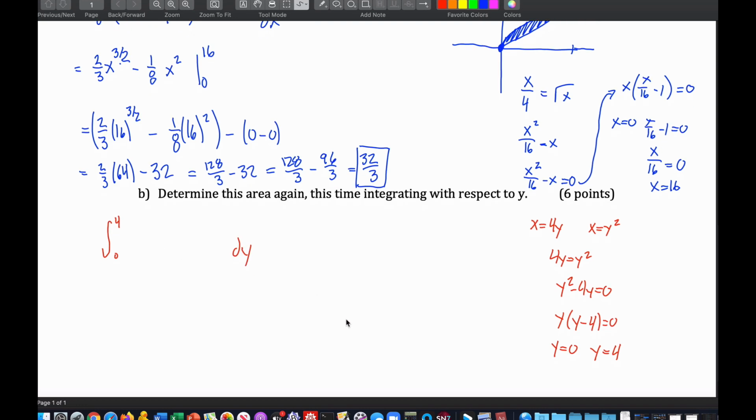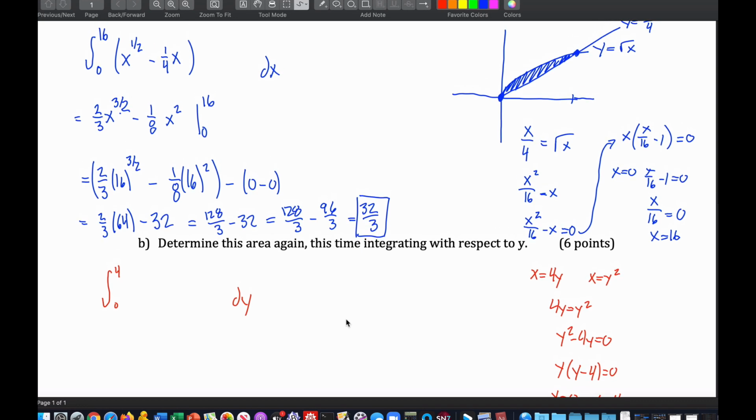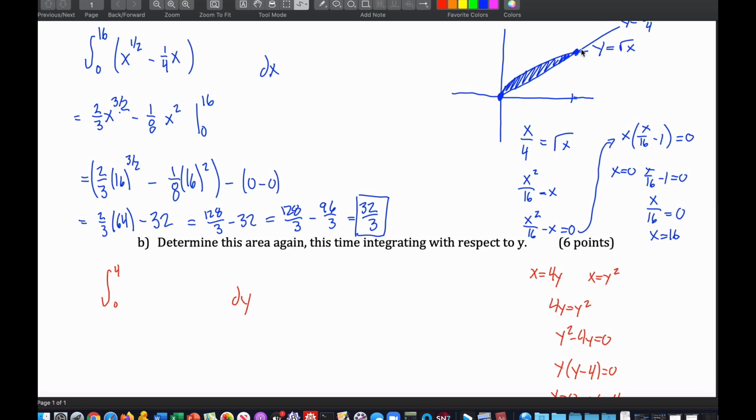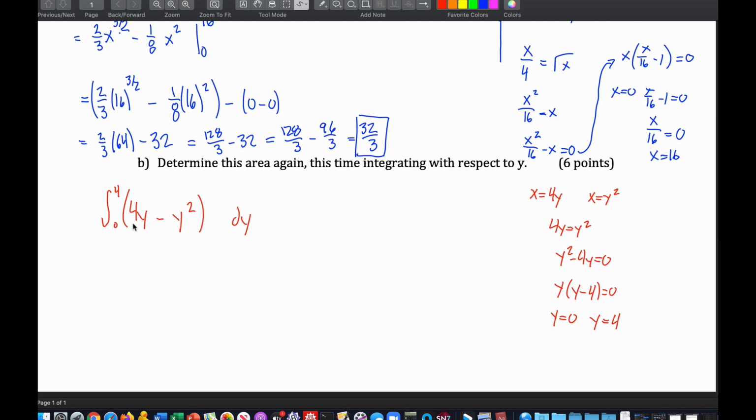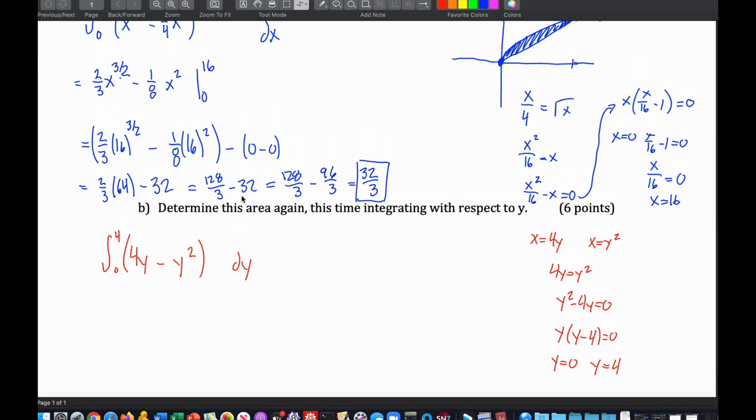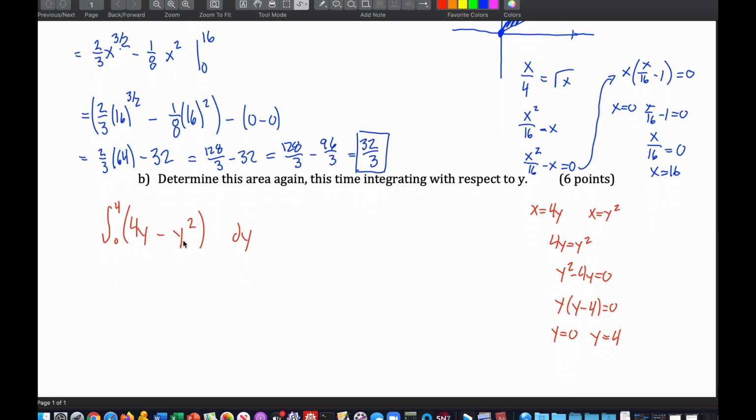If I'm integrating with respect to y, the way to think about this is it's the right curve minus the left curve, not the top curve minus the bottom curve. So the right curve is this linear one, and this linear one is the one I solved to be equal to 4y. So I want 4y to go first, and then from that I want to subtract y squared. And I think this one's going to work out a little bit nicer than the first part. I did that on purpose. When you integrate with respect to y, which is generally the more confusing case, I wanted the numbers to at least work out nicely for you.